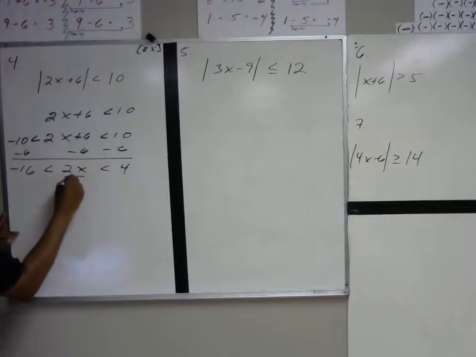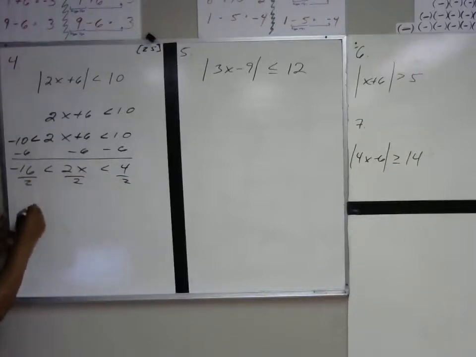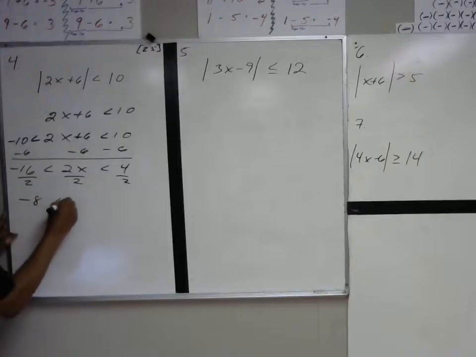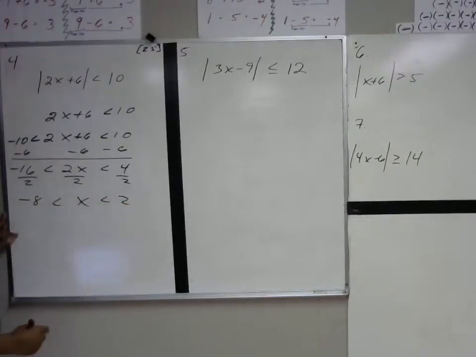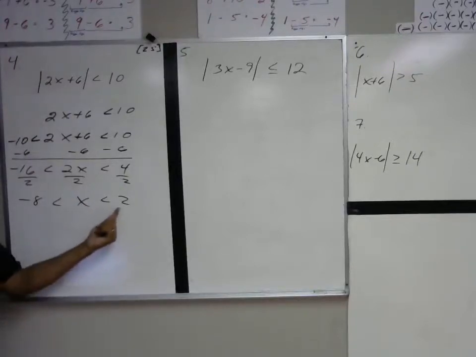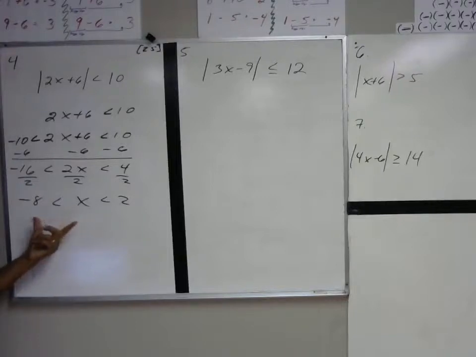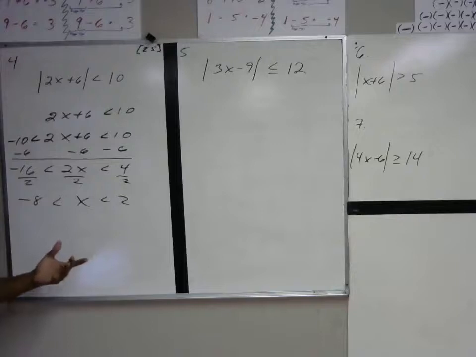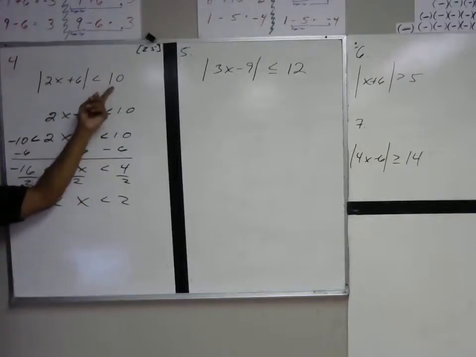And we'll divide all sides by 2, and we end up with negative 8 less than x less than 2. So the solution for this is any number between negative 8 and 2. You can choose any number for x that's between negative 8 and 2. Let's say you chose negative 7. 2 times negative 7 is negative 14, and negative 14 plus 6 is negative 8. The absolute value of negative 8 is positive 8, and 8 is less than 10, so that works.